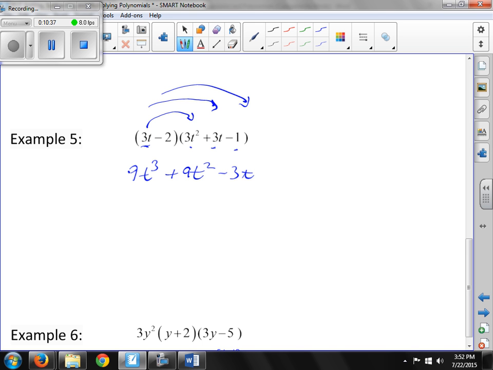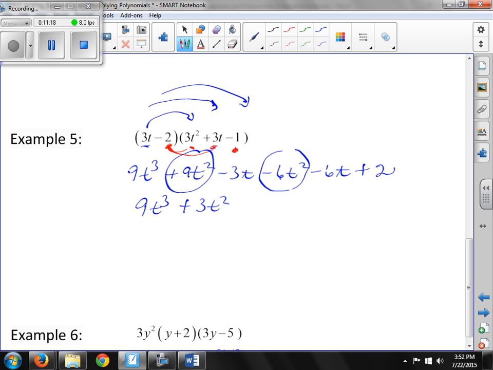Then we're going to multiply the negative 2 times all three of them. First of all, negative 2 times 3t squared makes negative 6t squared, and the negative 2 times the 3t makes negative 6t, and the negative 2 times the negative 1 makes plus 2. So combining the like terms, there's only one cubed term. So I'm going to write it down, and then I have 9t squared minus 6t squared, which would be 3t squared. And then I have two t terms. Negative 3t minus 6t would be minus 9t plus 2.